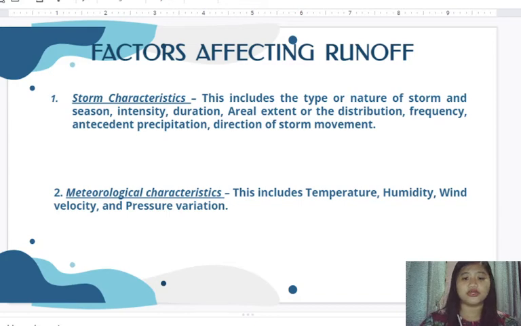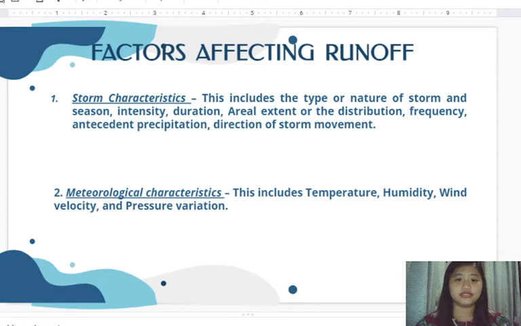Next is the meteorological characteristics. This includes temperature, humidity, wind velocity, and pressure variation. So runoff may also be affected by temperature, wind, and humidity. If temperature is low and ground is saturated, then runoff will be greater. If temperature is high and wind velocity is greater, it gives rise to greater evaporation loss, resulting in less runoff.